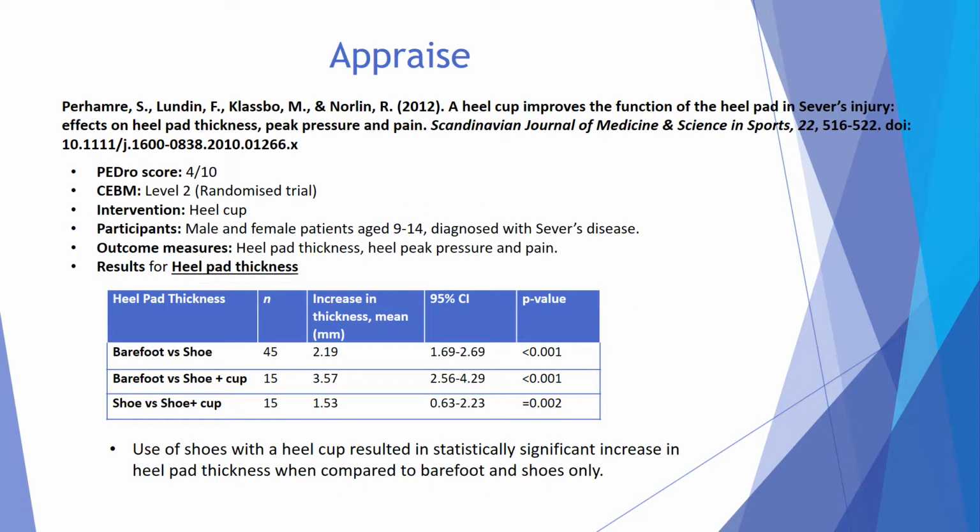The third article by Pahamary et al. is a level 2 randomized trial which scored 4 out of 10 on the PEDro scale. The study was conducted on participants with Sever's disease to determine the effects of the use of heel cups. Again, there was a lack of control group. Outcome measures include heel pad thickness, heel peak pressure, and pain.